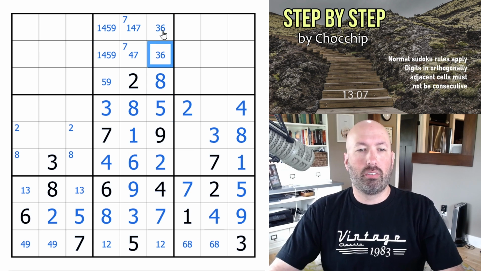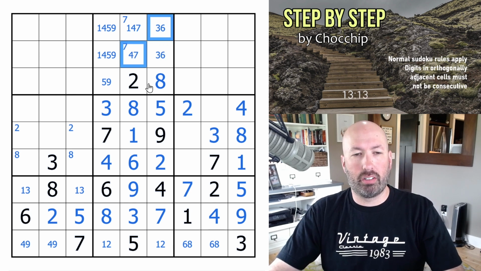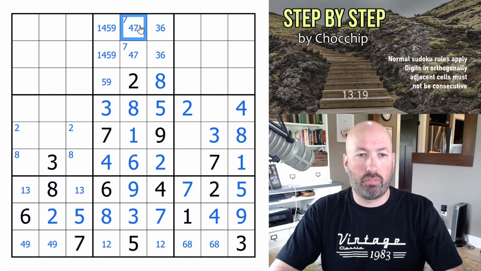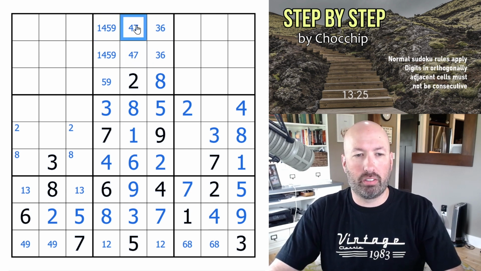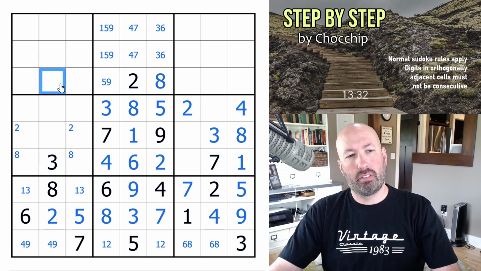Oop. Got a 3, 6 pair here. Now the 7 and the 6 obviously have to be opposite each other. Which means the 3, and there's no 1, so this is a 4, 7 pair. So the 4 and the 7 have to be opposite each other, and the 3 and the 6 have to be opposite each other, one way or the other. We don't know which yet. This is not 4. This is 1, 5, 9.